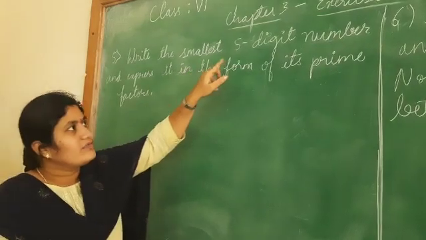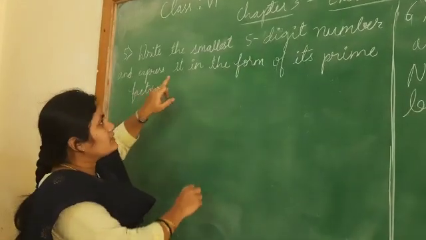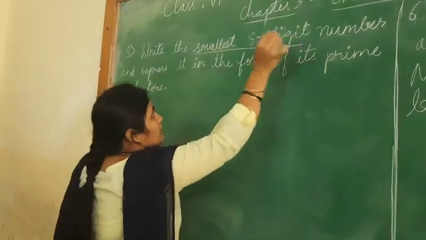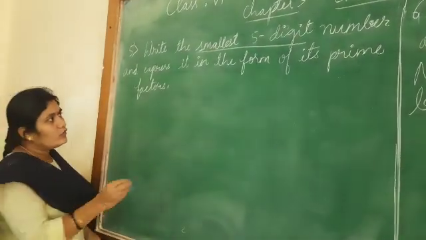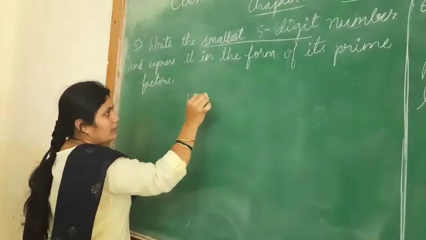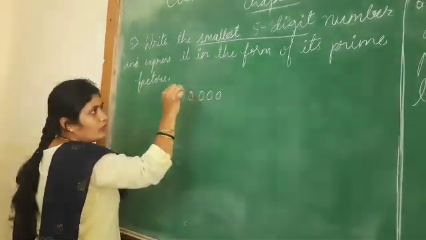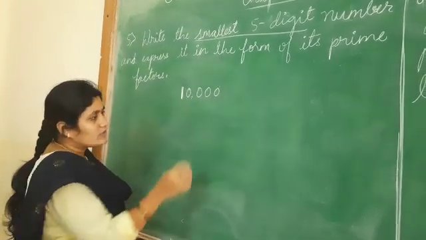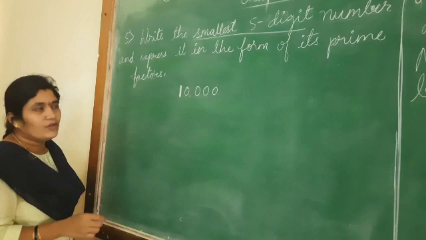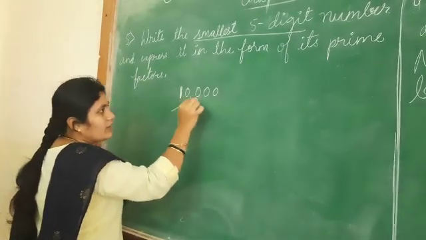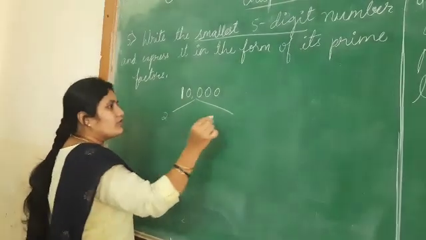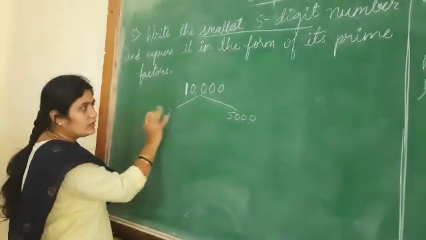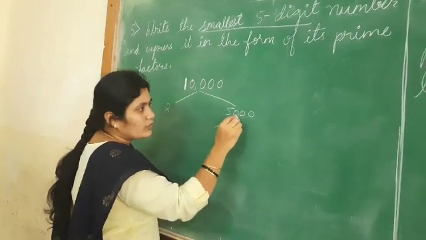Write the smallest 5-digit number and express it in the form of its prime factors. As we all know, the smallest 5-digit number is 10,000. 1, 2, 3, 4, 5. The highest place value should be 1, and the rest should all be zeros. Now write the prime factors of 10,000. Let me start with the smallest prime number, 2. 2 5,000s are 10,000. Now leave 2 as it is, and move to 5,000.